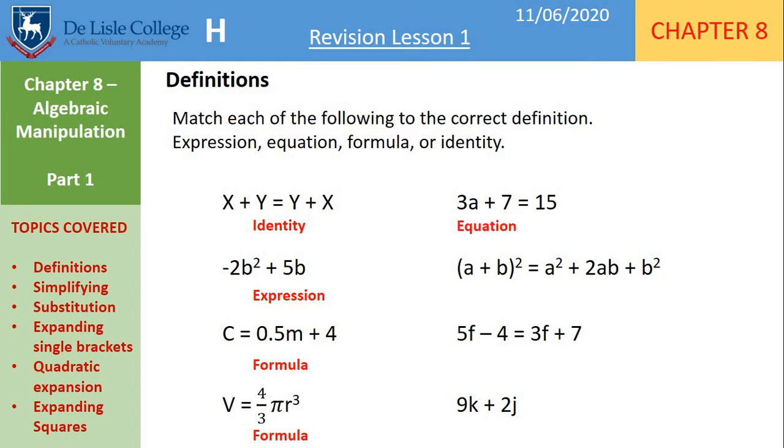Next is an equation. This could be solved to find a value for A. Next is an identity. When we expand those brackets, we would get that expression on the right. So it doesn't matter what value we choose for A and B, that will always be true. Next is an equation we could solve to find a value for F. And finally, another expression.